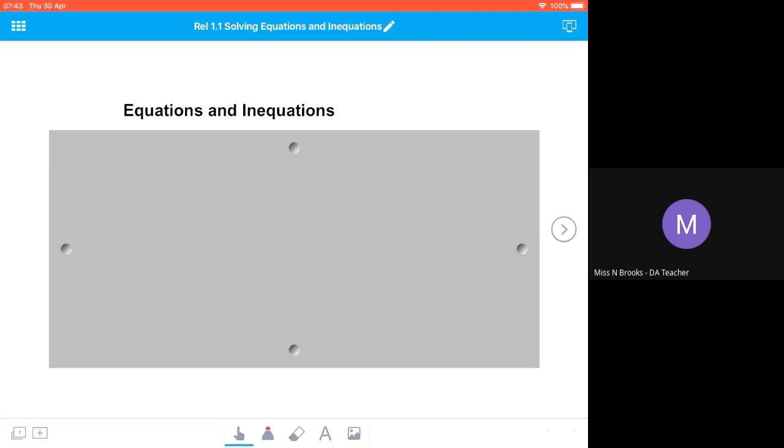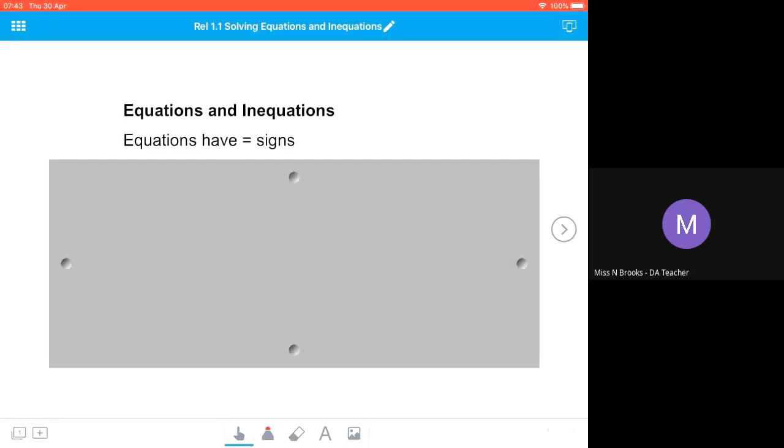So in this video, we're going to look at solving equations. The first thing we're going to do is differentiate between equations and inequations. The difference is the sign in the middle of the equation or the inequation. So equations have an equals sign in the middle, so we're saying that the left-hand side equals the right-hand side.